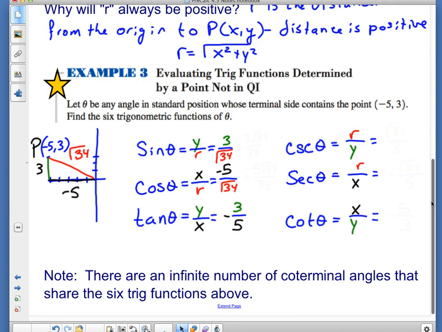And then reciprocals, they'll just go pretty quick. I just got to make them all pretty if I need to. We're doing all right. Making sense? Any follow-ups with anything that you're wondering about? Now, remember, there are an infinite number of coterminal angles that have the same 6 trig functions. I just do another revolution, I'm back at that same one, whether positive or negative.